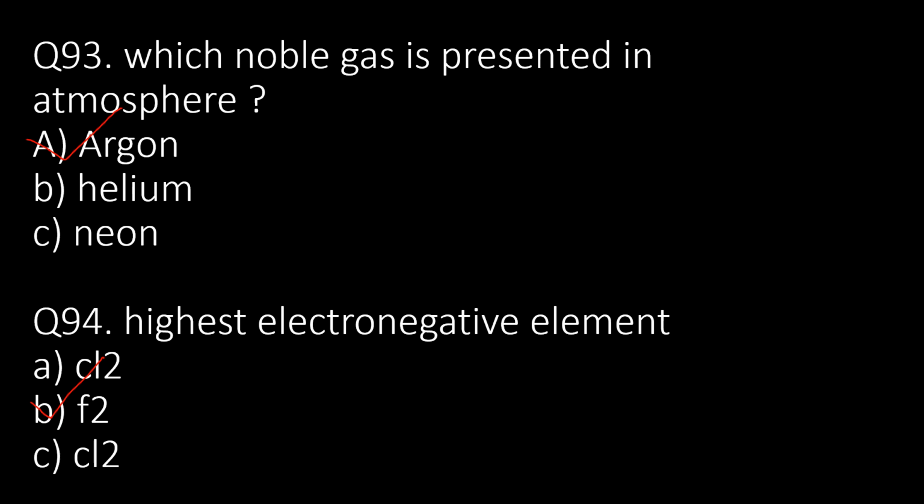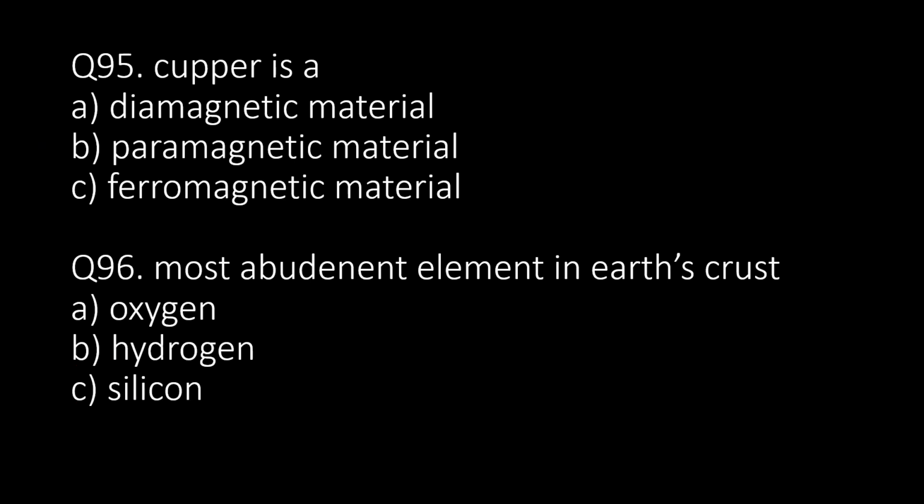Our next question is copper is an example of which type of magnetic material? And the right answer is option A, diamagnetic material. Our next question is most abundant element in the earth's crust. And the right answer is silicon.